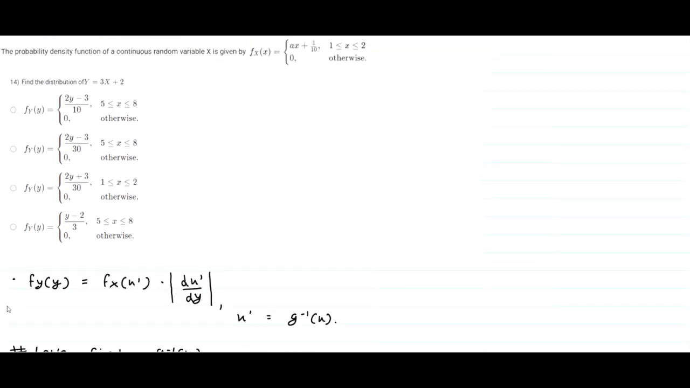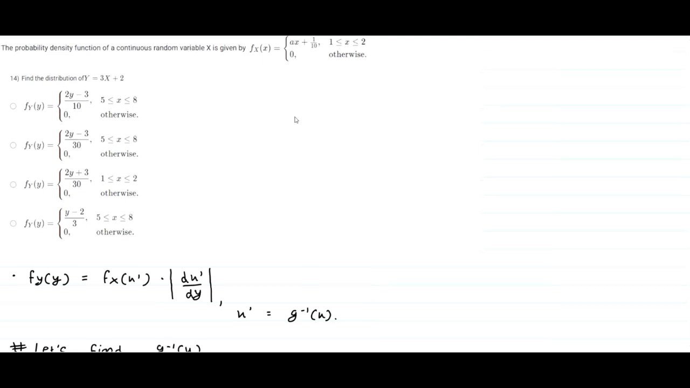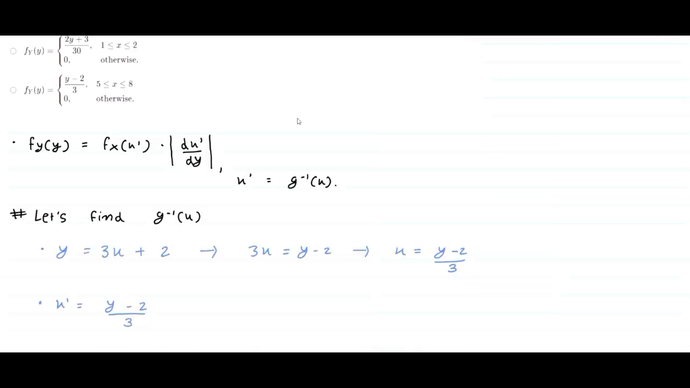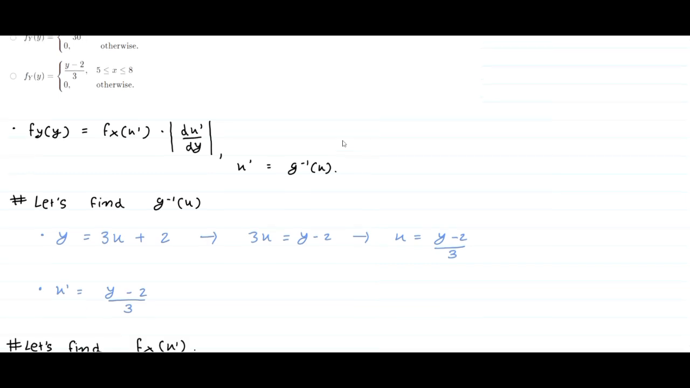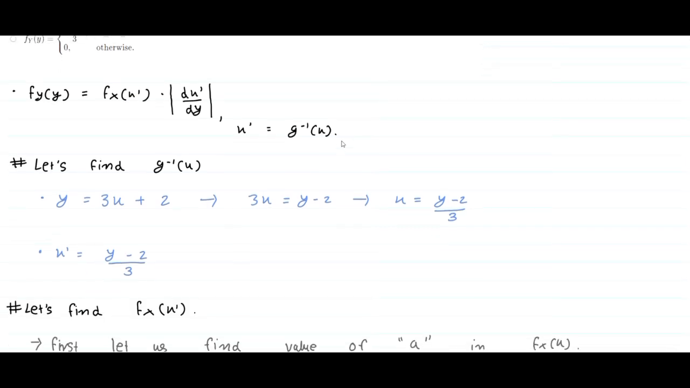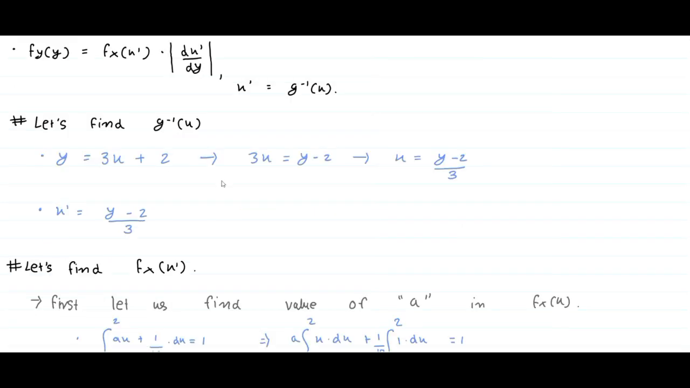Question number 14 says that the probability density function of a continuous random variable x is given, and there is an unknown variable in it also. We are asked to find the probability density function of y is equal to 3 times x plus 2. We know how to find the PDF of a variable when it is a function of another variable. What we basically have to do is find f of x prime into the modulus of the derivative of x prime. First let us find x prime, or the inverse of the given y. Since y is equal to 3 times x plus 2, x will be equal to (y minus 2) by 3. Hence, x prime is (y minus 2) divided by 3.